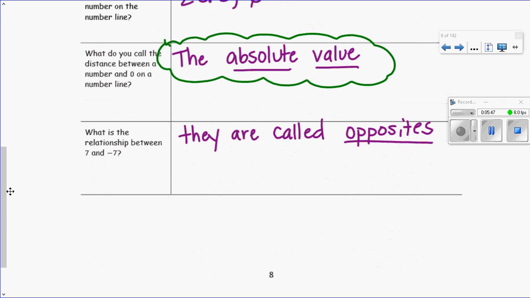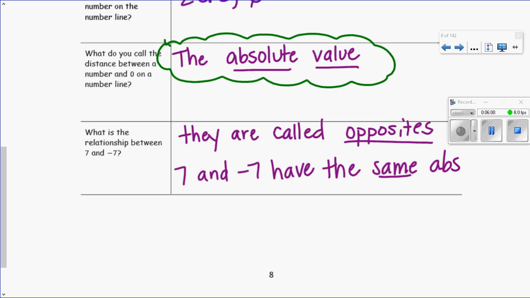So the interesting thing here is that 7 and negative 7 have the same absolute value of 7 because they each are 7 units from 0. So remember, absolute value is how far a number is from 0.